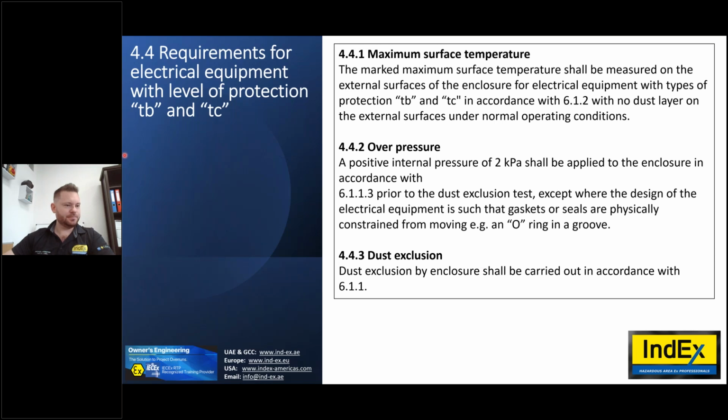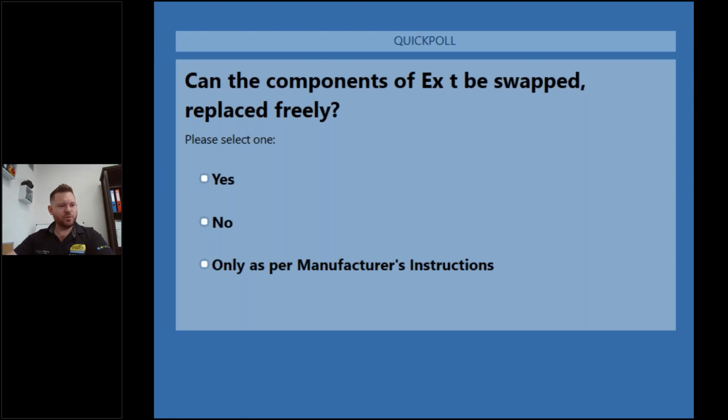We'll ask another question. Can the components within an EXT enclosure or light or motor, can they be freely swapped? Can you replace a terminal? Can you replace a light? Can you replace the windings? What conditions? Think about the conditions that you must follow. So an EXT control panel, let's say from Stahl or Bartec or others, would have many devices within it.